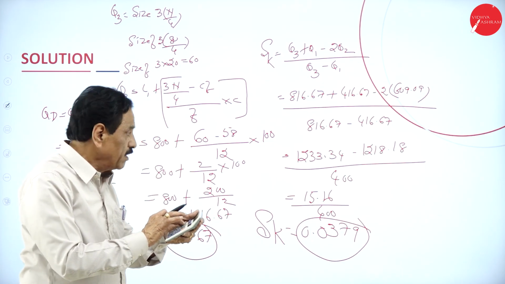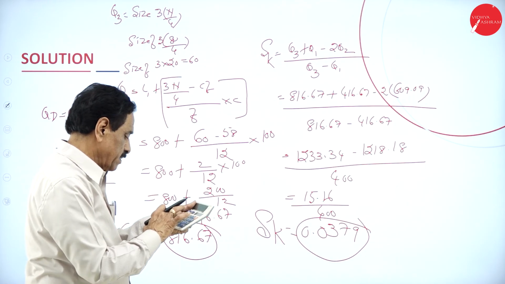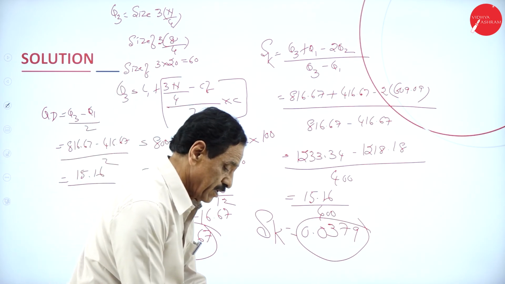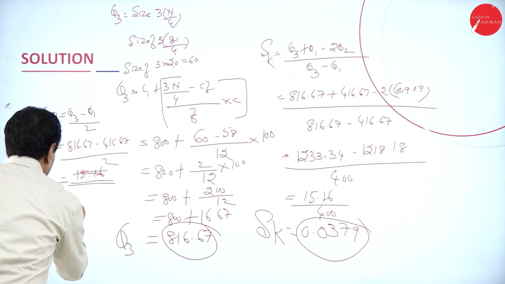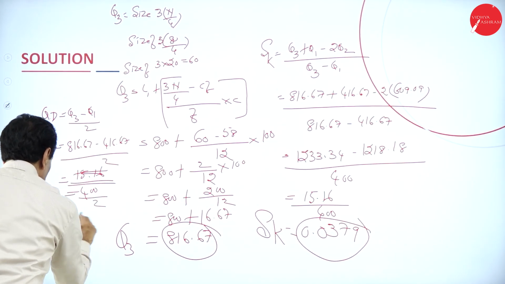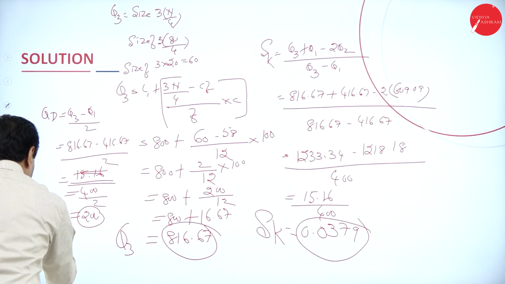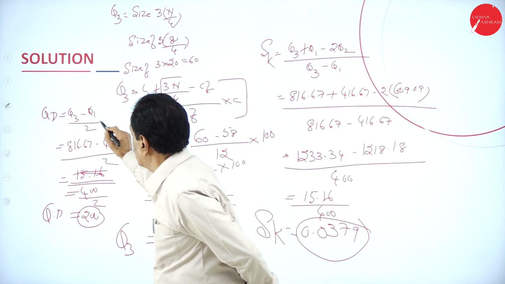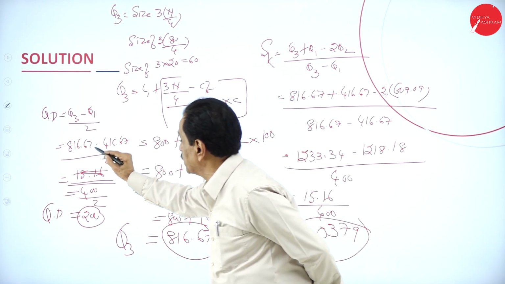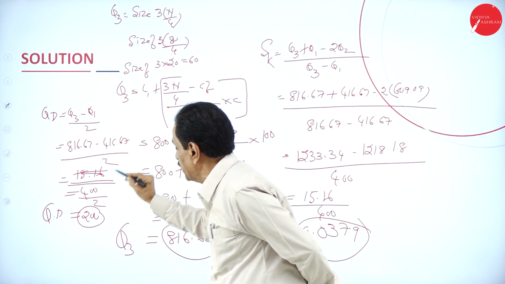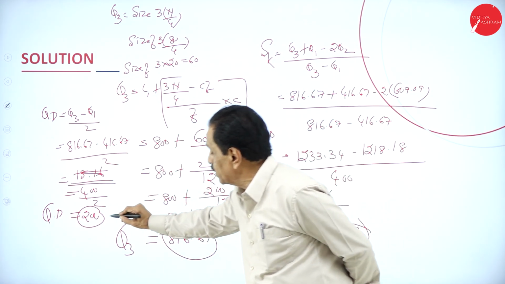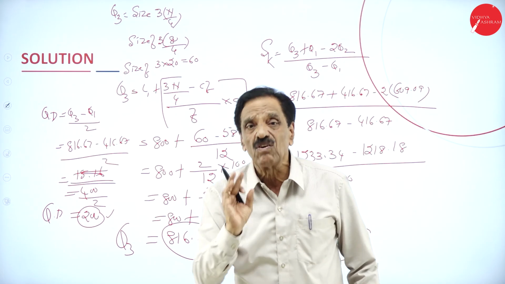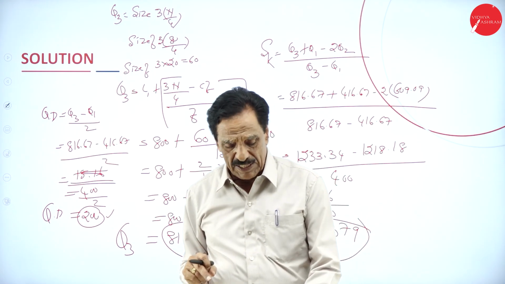816.67 minus 416.67 is equal to 400, divided by 2. This is 200. This is your quartile deviation. If they ask, along with the skewness, to calculate the quartile deviation, Q3 minus Q1 divided by 2: your Q3 is 816.67 minus 416.67, the difference is 400, divided by 2 is 200. That is your quartile deviation.